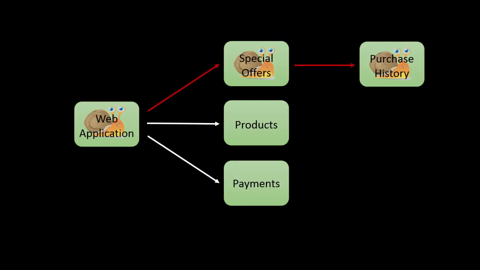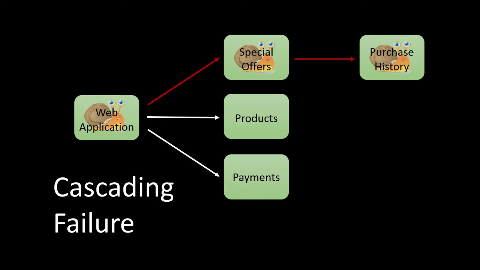The special offer service calls a third service, a purchase history service, to make decisions of which special offers to show based on what the user has bought. And this service has stopped responding. We had encountered a cascading failure, where the failure in one part of the system has cascaded to different parts. So this non-critical service for getting the purchase history for a user has stopped responding, and it ends up with the entire web application not responding at all.